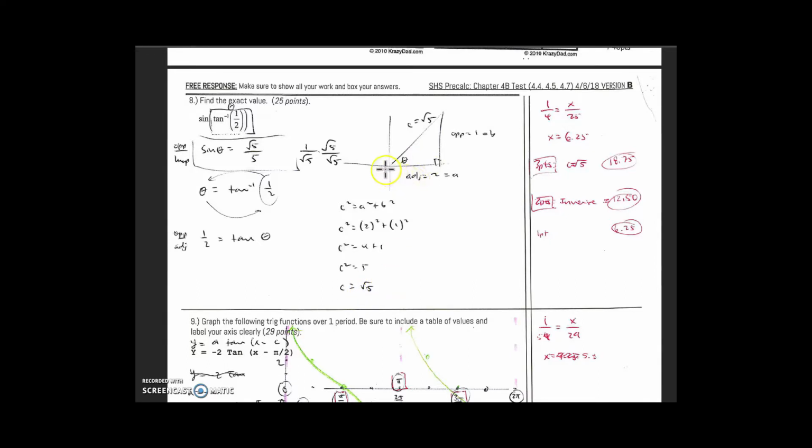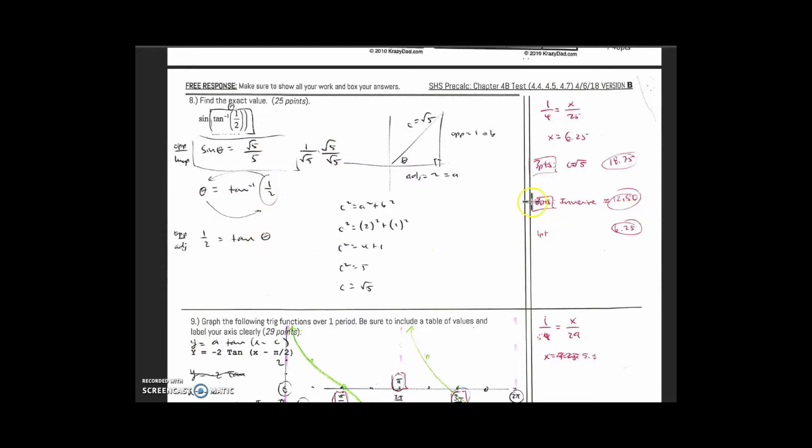From there, I just do tangent, which is the opposite over the hypotenuse. That'll be 1 over radical 5, and then you rationalize by multiplying both numerator and denominator by radical 5. Multiply across, you'll get radical 5 over 5. If you took the inverse, you got tangent of theta equals 1/2.